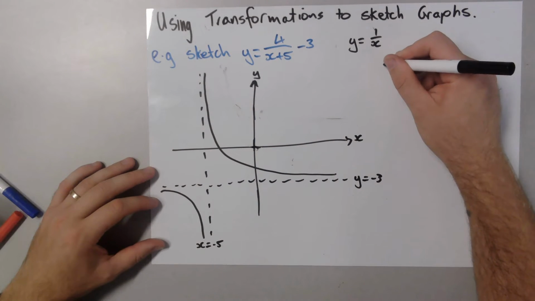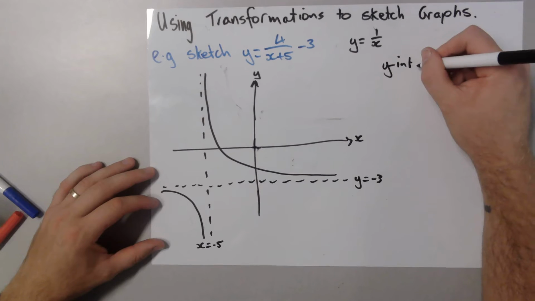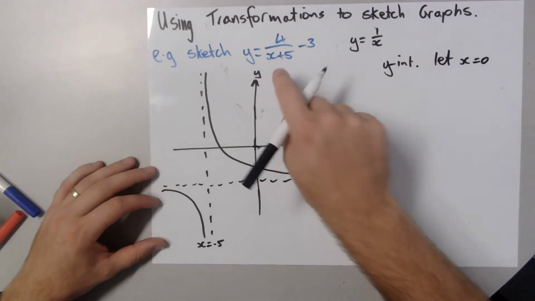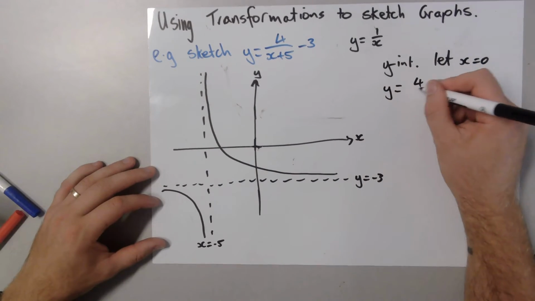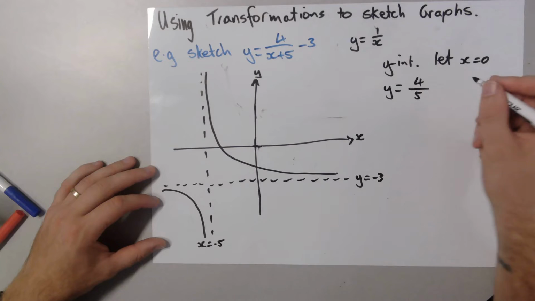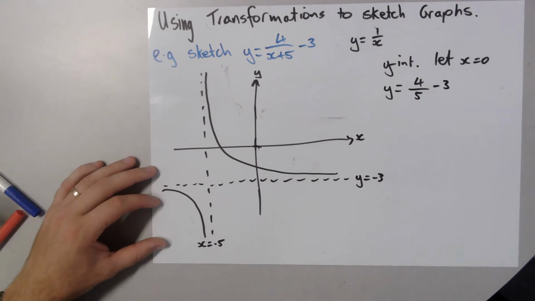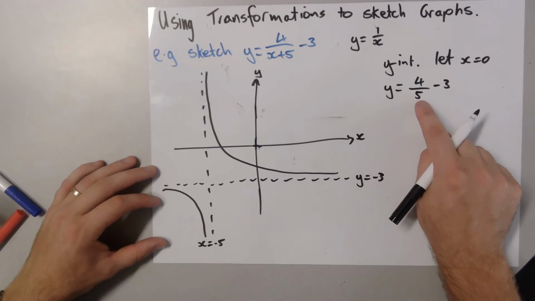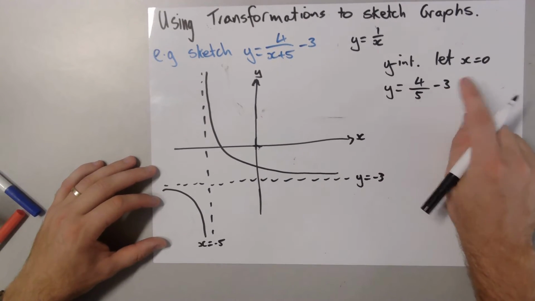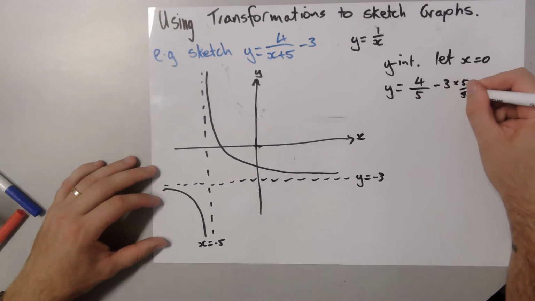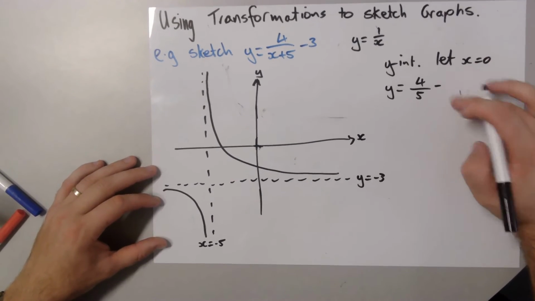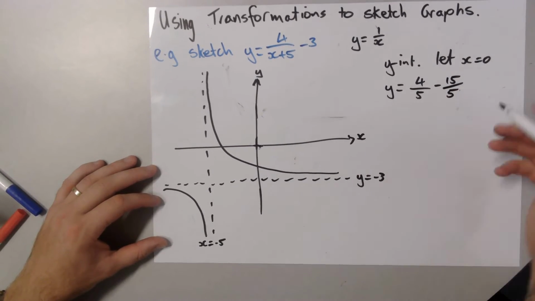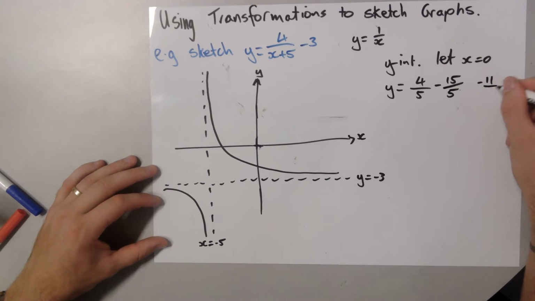So we need to do our y-intercept. Remember, we find that by letting x equals 0. So we're going to say y equals 4 over 0 plus 5, which is 5, minus 3. Now we need to think about what this is going to look like. Well, we want some fractions going on here. To have a denominator of 5, I need to times this by 5 over 5, so it's going to be take away 15 on 5. Well, 4 on 5 take 15 on 5 is going to be -11 on 5.